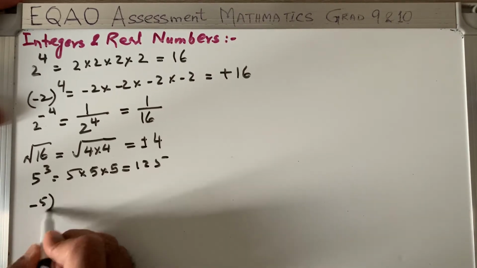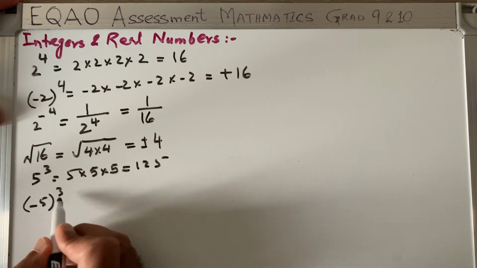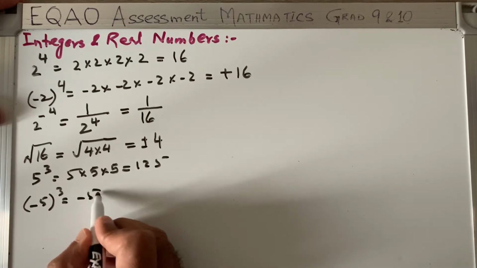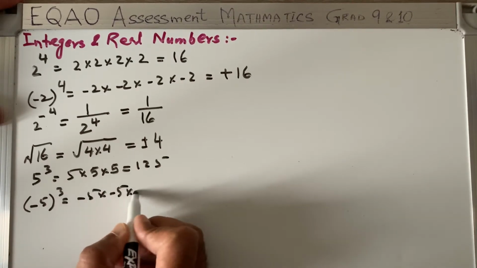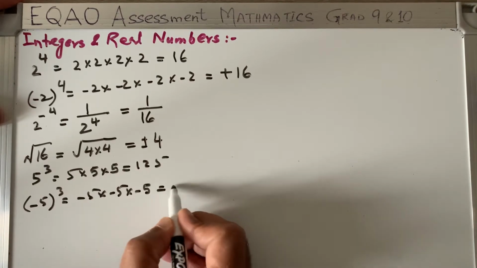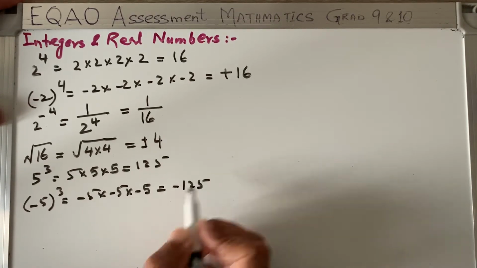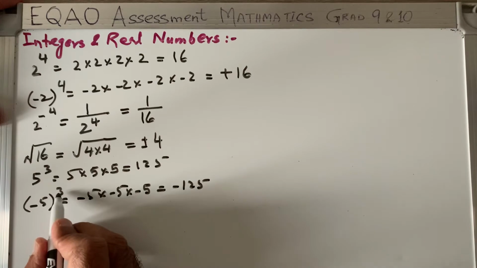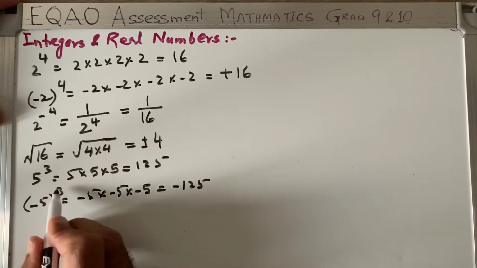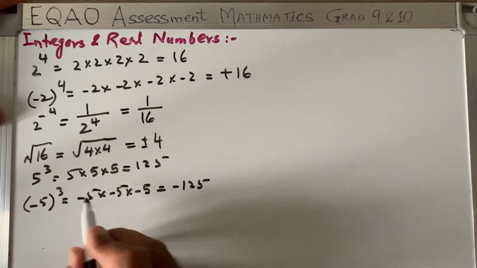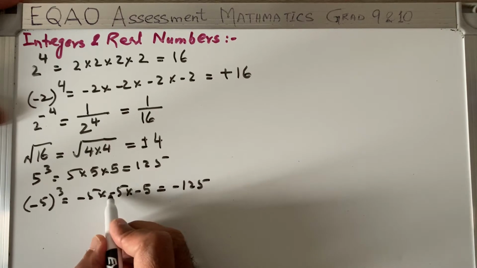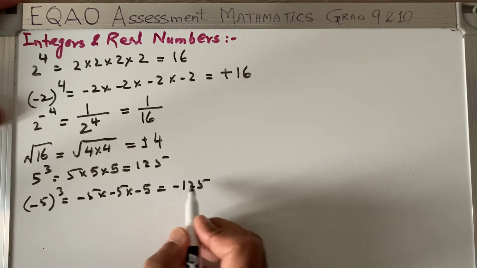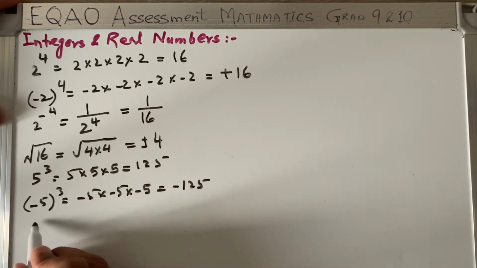Minus 5 to the power 3. That means minus 5 times minus 5 times minus 5, which is minus 125. Right? Because of the odd power and the negative sign, it turns out negative, because negative times negative is positive, positive times negative is negative. So negative 125 is your answer.